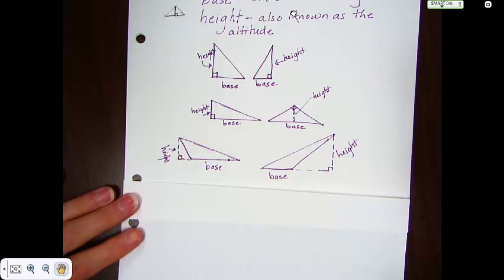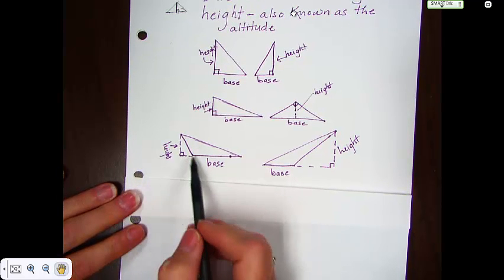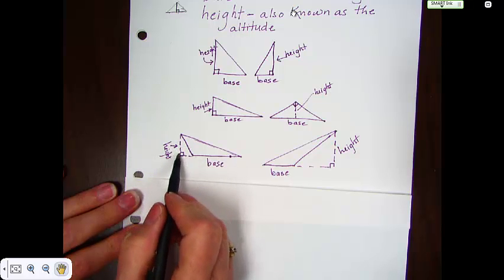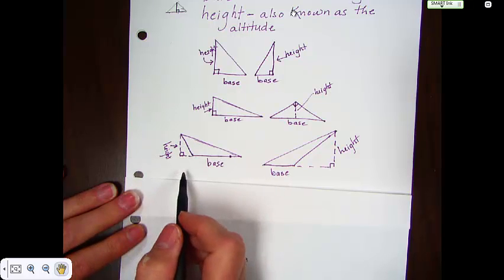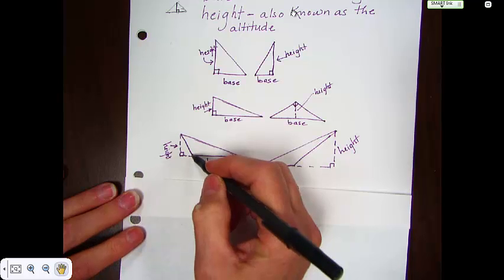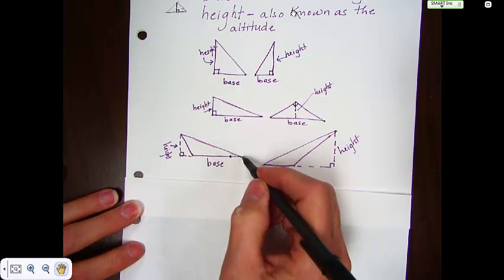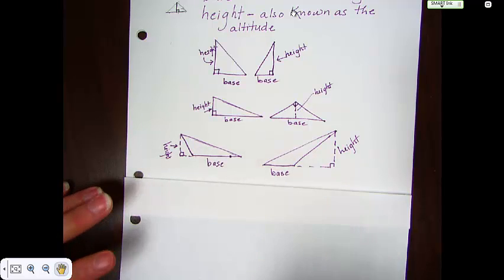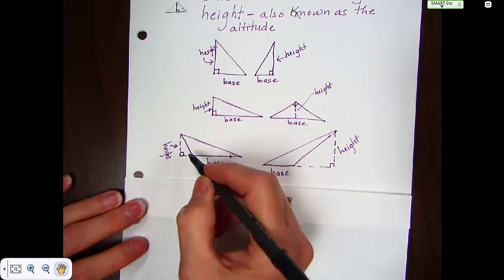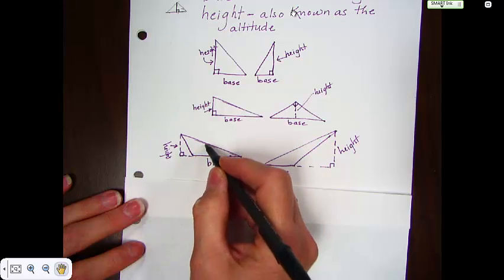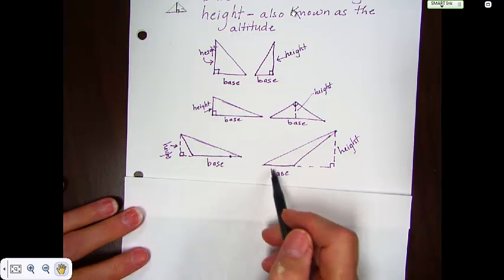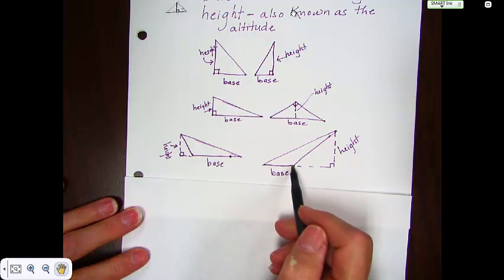Here's a couple more that's kind of interesting. Here's the base, and then the height is actually drawn outside of the triangle itself. We could try to draw the height somewhere else, but this is the place that it makes the most sense and it's the easiest for us to see. If you were to try to draw it across here, it would be rather awkward. Here's another one, has a base right here.